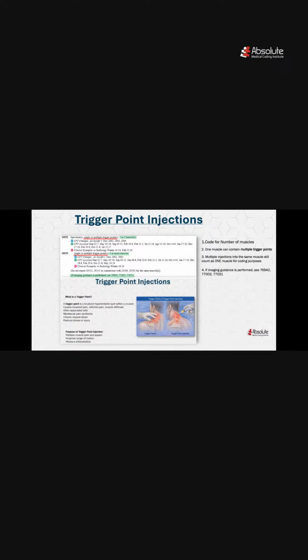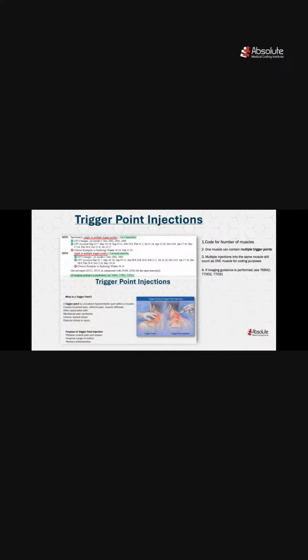First, trigger point codes are selected based on the number of muscles treated and not based on the number of injections. And second, remember, one muscle can contain multiple trigger points. Third point, even if the provider performs multiple injections into the same muscle, it is still considered as one muscle for coding purposes. All right.